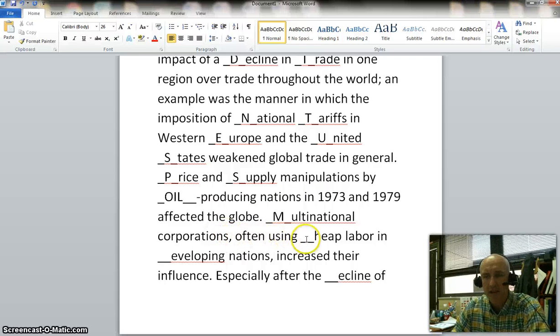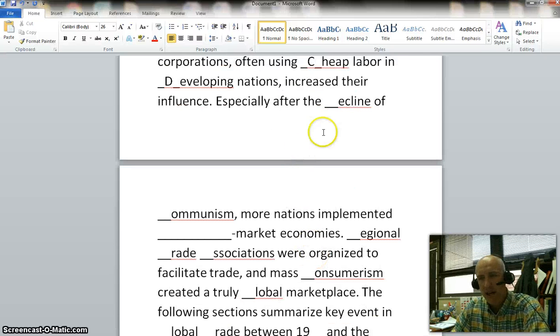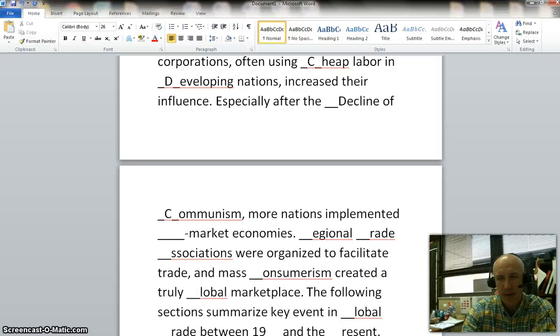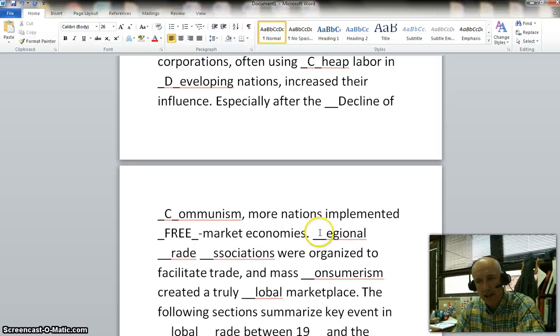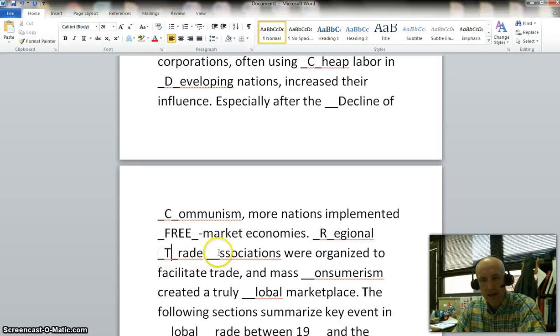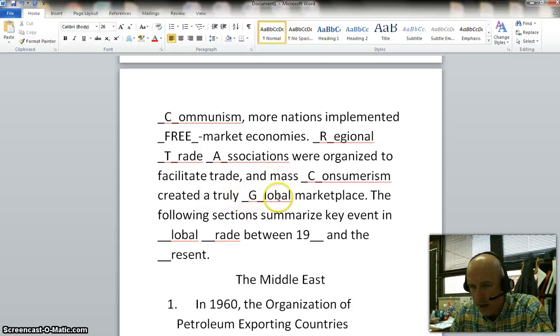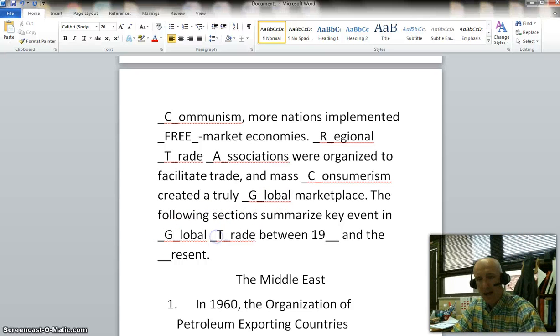Multinational corporations, often using cheap labor in developing nations, increased their influence, especially after the decline of communism. More nations implemented, check it out, what do they implement? Free market economies. Regional trade associations were organized to facilitate trade and mass consumerism created by a truly global marketplace. The following sections summarize key events in global trade between the beginning of World War I, 1914, and the present.